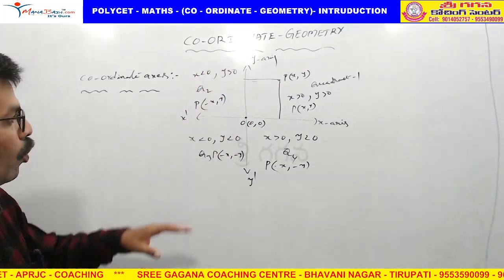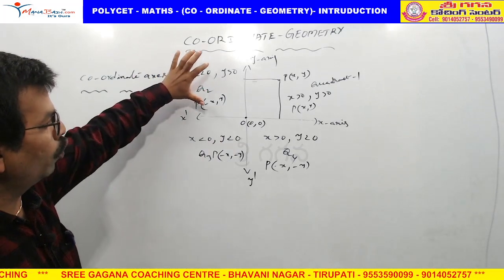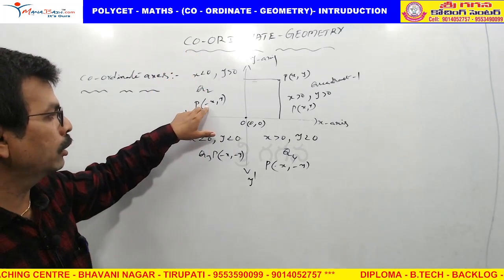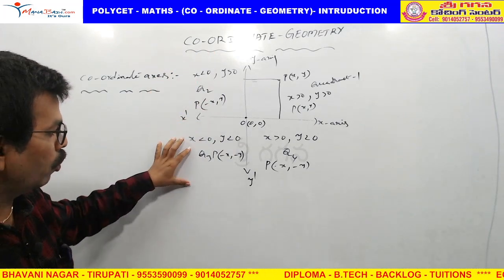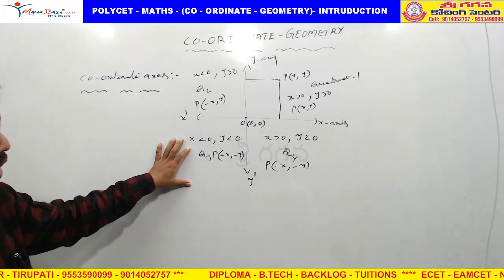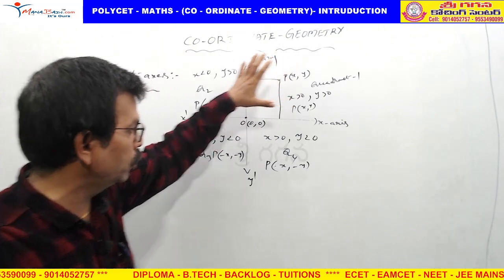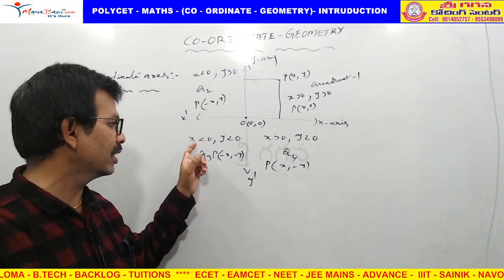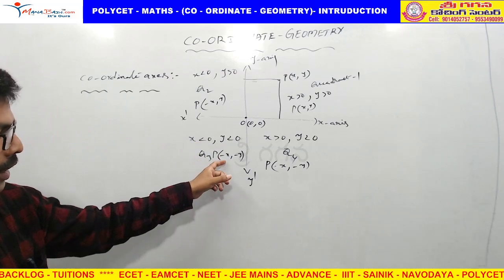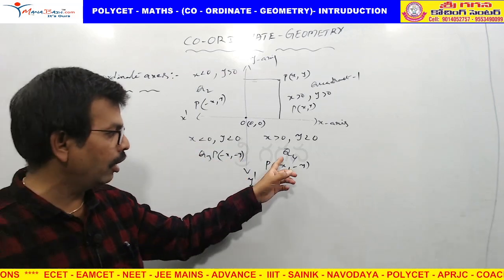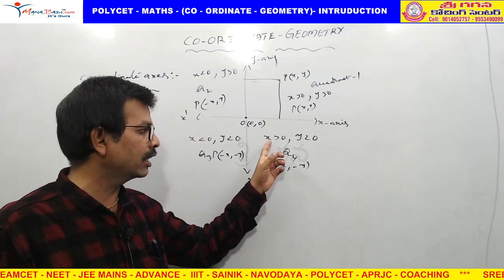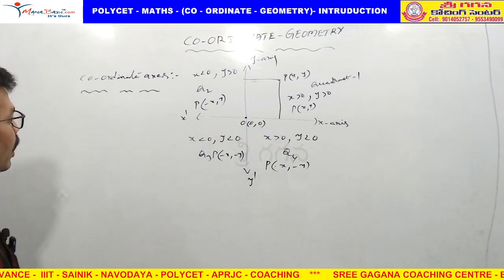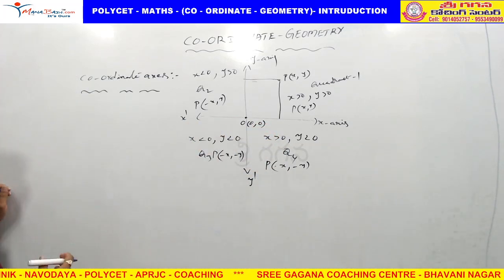If you take the second quadrant, here x is negative, y is positive. Then how to write it in point form: P(-x, y). In the third quadrant, both are negative only, so negative means less than, and you have to take (-x, -y). Like that, in the fourth quadrant, x is positive and y is less than 0.